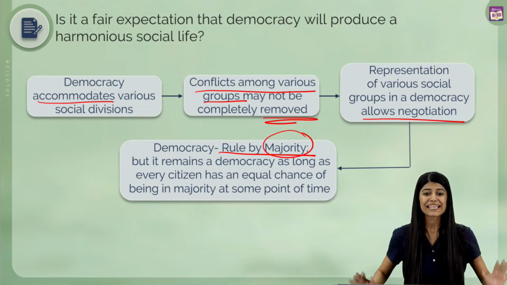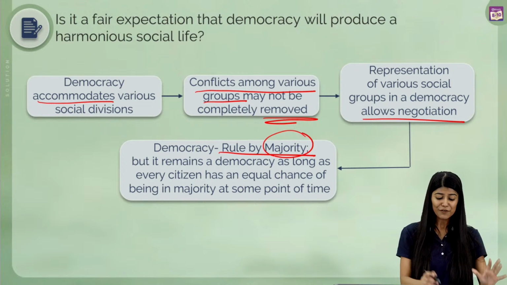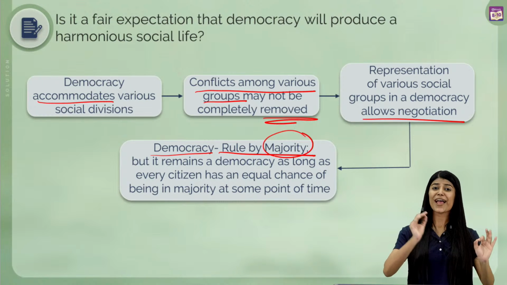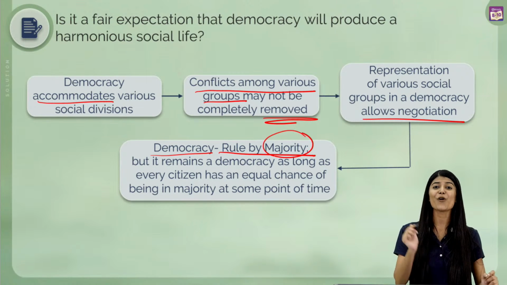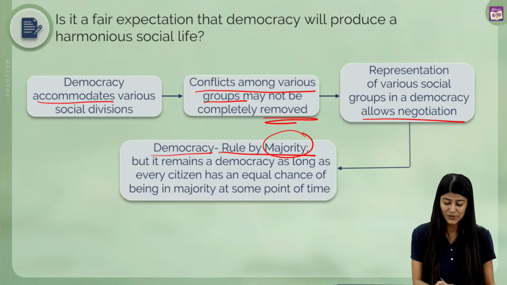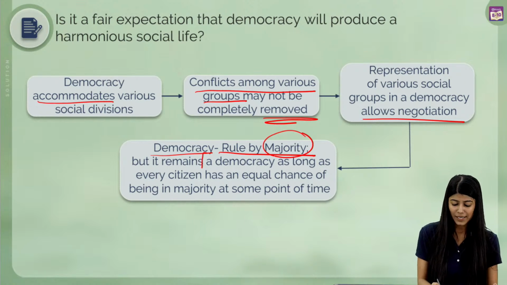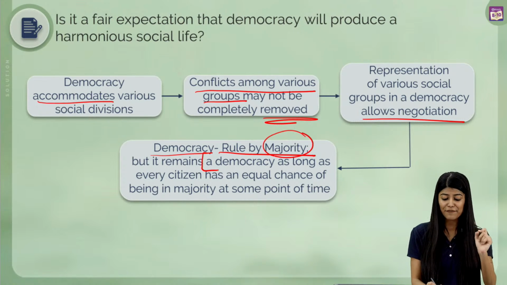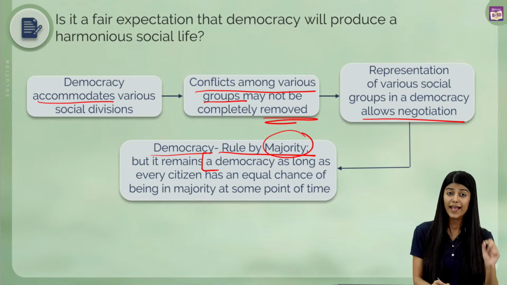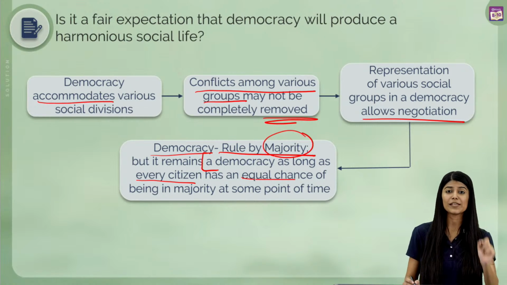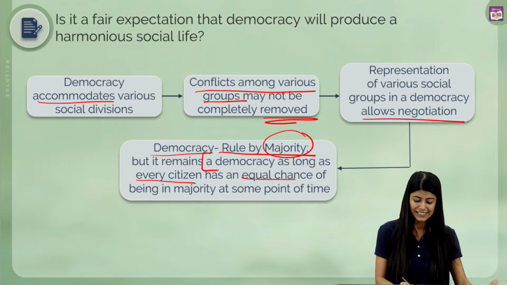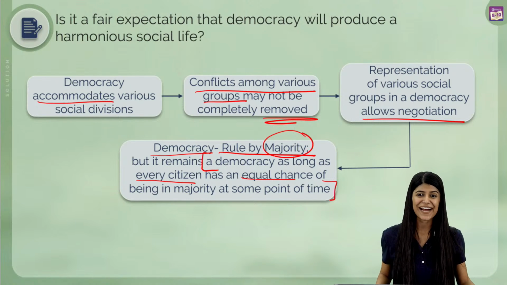And the beauty of democracy is what? Each and every individual can be a part of this majority. It says that a democracy remains a democracy as long as every citizen has an equal chance to be a majority at some point of time.